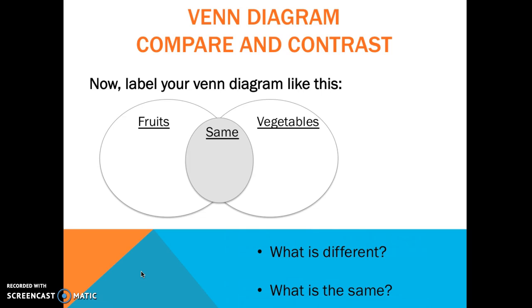I would like you and your partner to name 2 vegetables and 2 fruits and write them in your diagram. Now that you have named the 2 fruits and 2 vegetables, write 2 things that are different in each circle. And now where the circles overlap, the gray area as you see, write 2 things that are the same about each of them. I will come around and look at each of your whiteboards to see how you are doing. If you have questions or need help, please raise your hand.